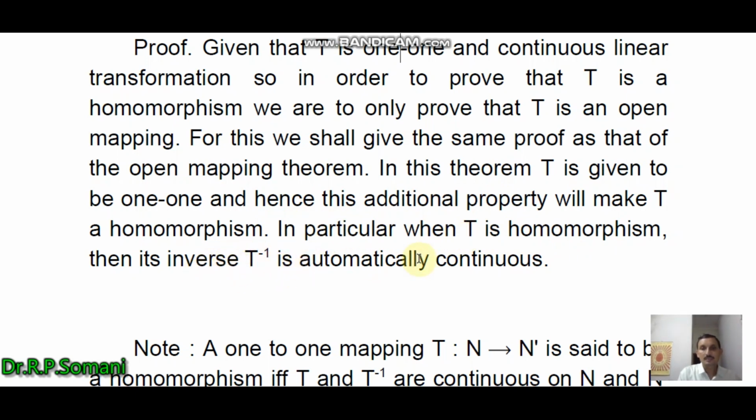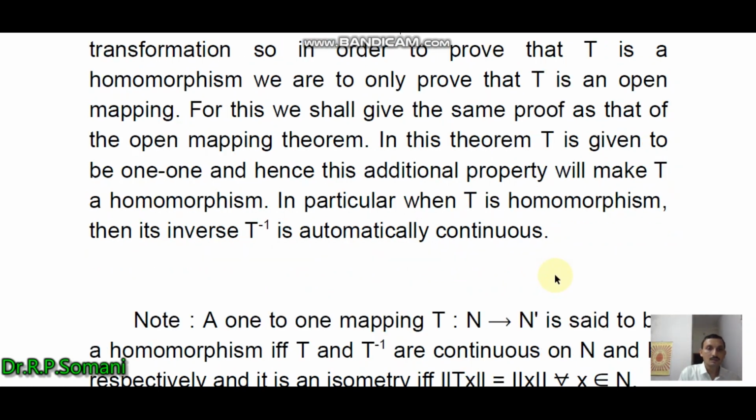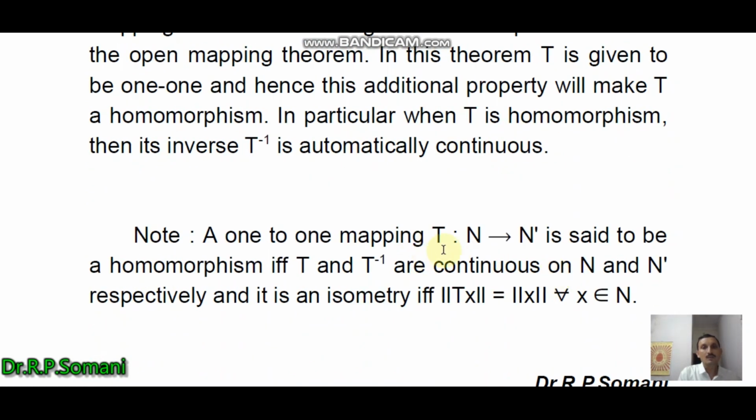And in particular when T is a homomorphism, then its inverse T inverse is automatically continuous. So note that a one-to-one mapping T from N to N dash is said to be a homomorphism if and only if T and T inverse are continuous on N and N dash respectively, and it is an isometry mapping if and only if the norm of Tx equals the norm of x for all x belonging to N.